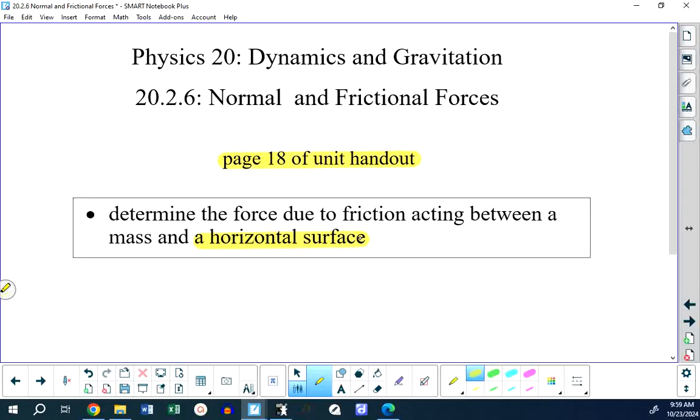So the amount of the force of friction is different for an incline than it is for a horizontal surface. And an inclined surface, which we call an inclined plane, is more complicated. So we're starting today with simple horizontal surfaces. Okay?